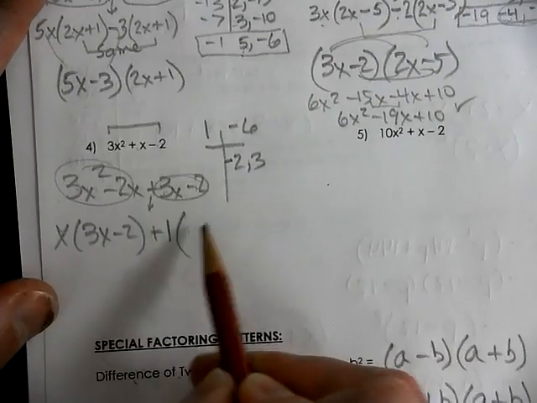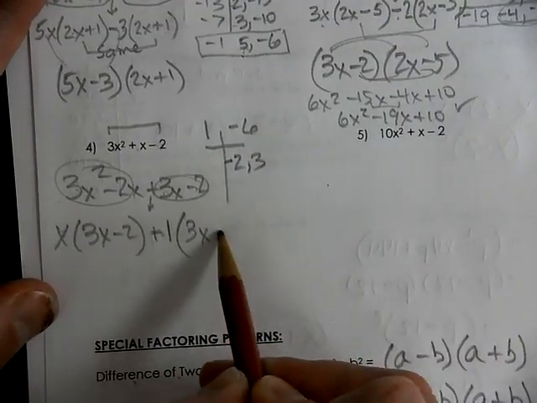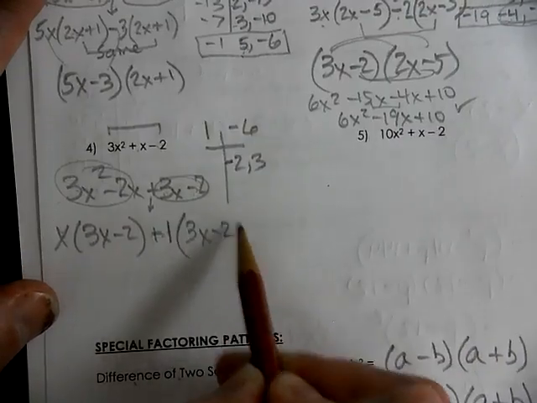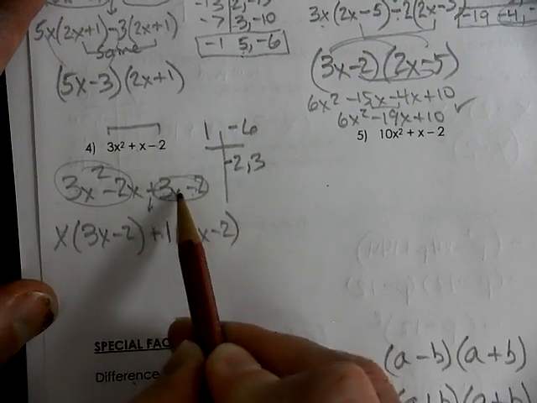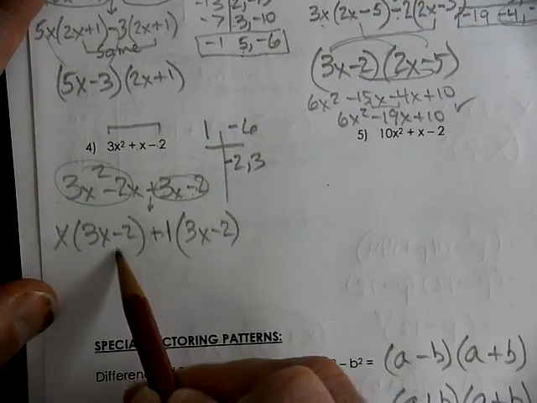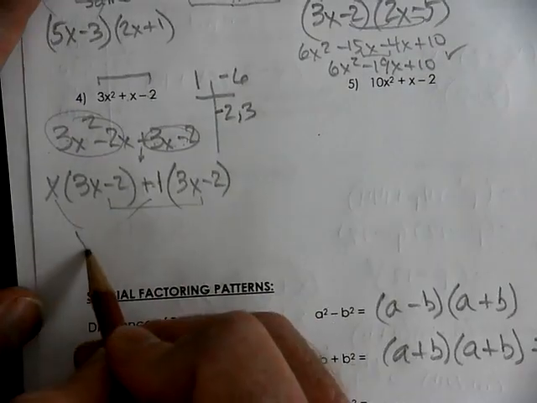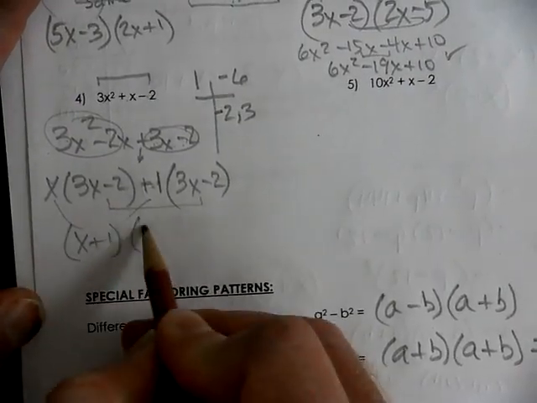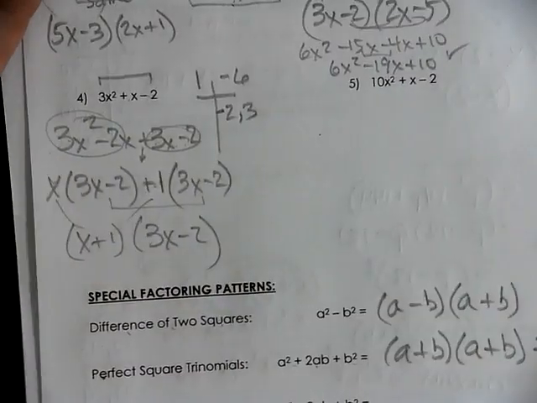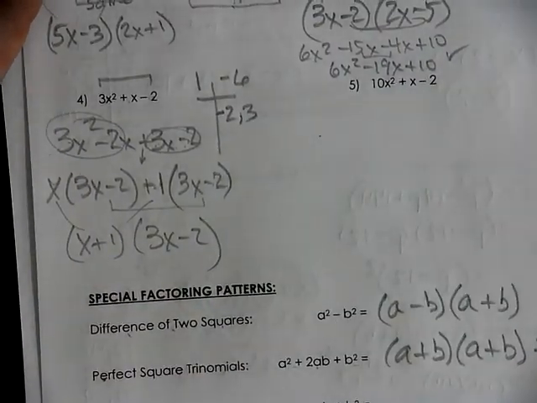So 1 times what? 1 times 3x. 1 times what? 1 times negative 2. That would distribute to make this. What's inside the parentheses is exactly the same. So my answer is x plus 1, 3x minus 2. You could FOIL that to check it.